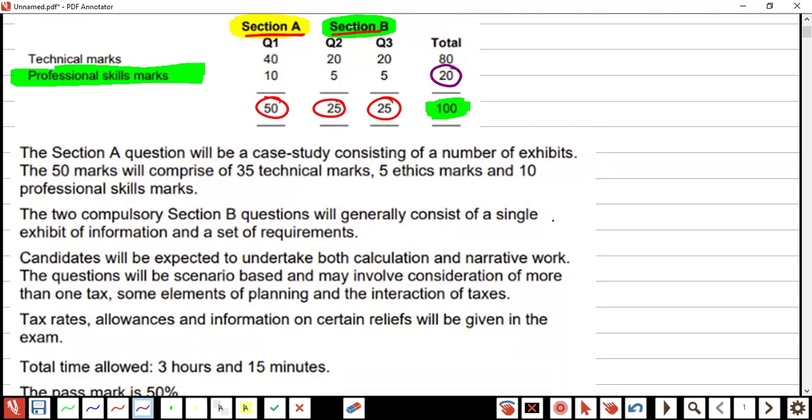What is professionalism? Look very carefully. You are going to write your answer. ATX is not like TX where you calculate and finish. No. You will calculate, then an explanation is going to be there. Too many explanation marks are going to be there.